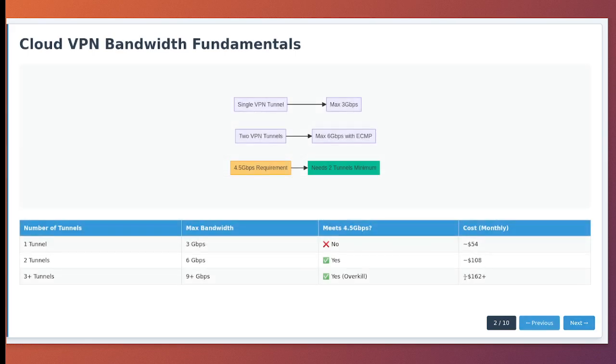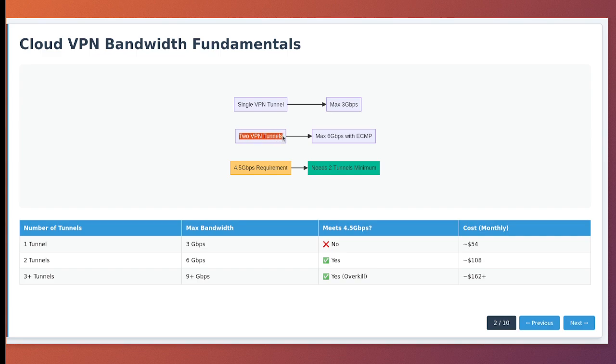Analyzing Cloud VPN bandwidth capabilities. Before we dive into the specific options, let's understand a critical technical detail about Cloud VPN in GCP. A single Cloud VPN tunnel can provide up to 3 gigabits per second of bandwidth. This is a hard limit per tunnel. However, you can create multiple tunnels and use ECMP routing to aggregate bandwidth.